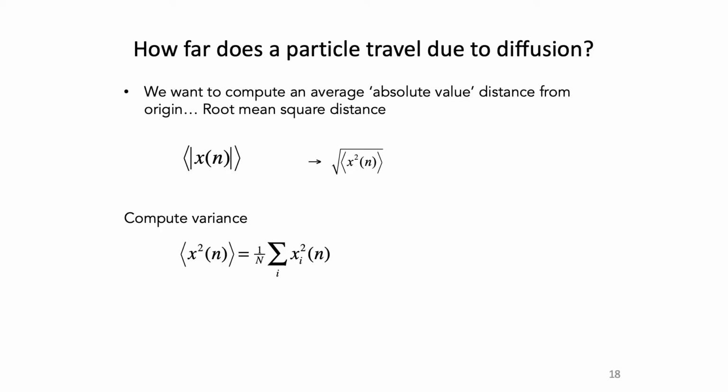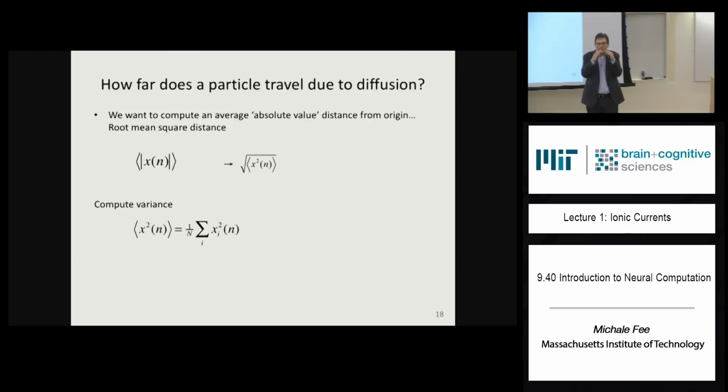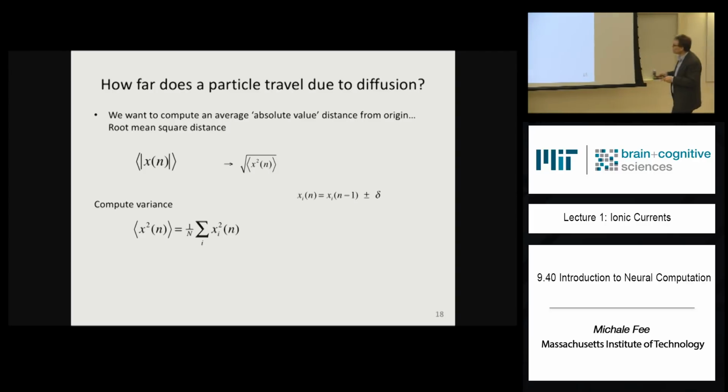distribution. All right, and the square root of that variance is just the standard deviation, which is just how wide it is, which is just how far on average the particles got from where they started. Does that make sense? Okay, so let's push on.